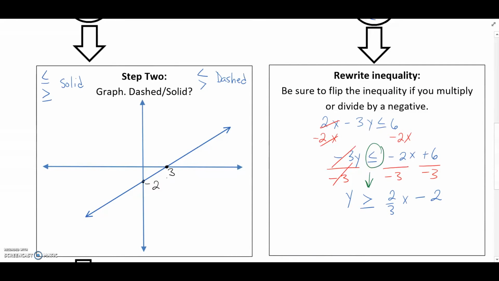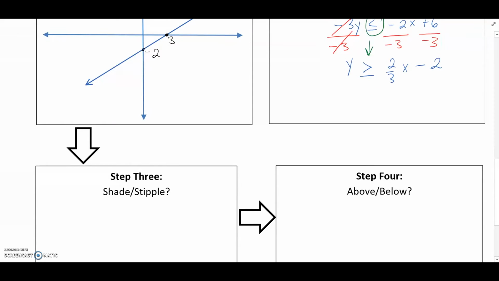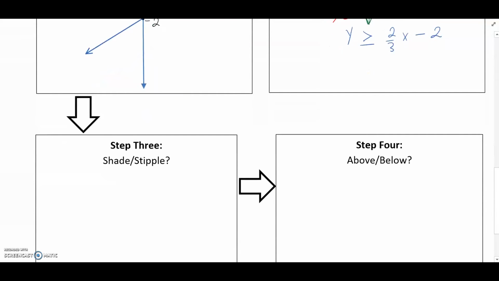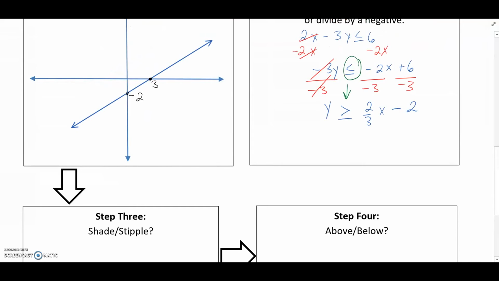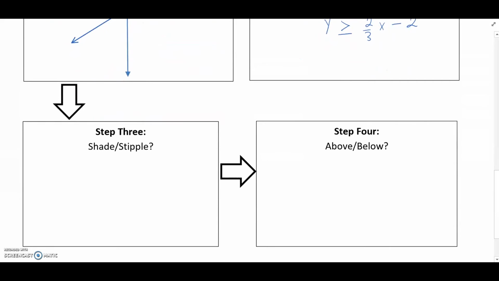Okay. And you kind of feel like you're done, right? But you're not. So the next thing it's asking us to do is shade or stipple above or below. So what exactly does that mean? Well, the shade or stipple refers to whether or not you have discrete data or continuous data.